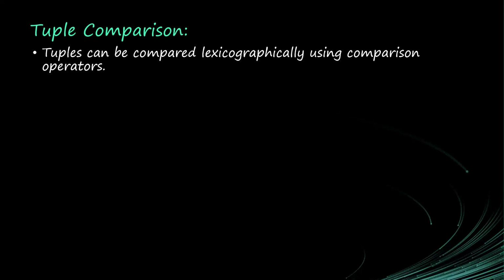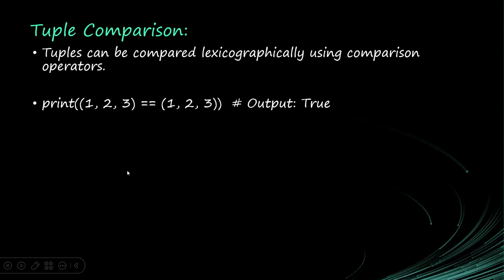Tuples can be compared lexicographically, just like the way we compare strings. So we are checking: is the first tuple equal to the second tuple? It will check both of them are equal because at their respective index positions, they are the same. The first tuple has 1 at index 0. The second tuple has 1 at index 0.